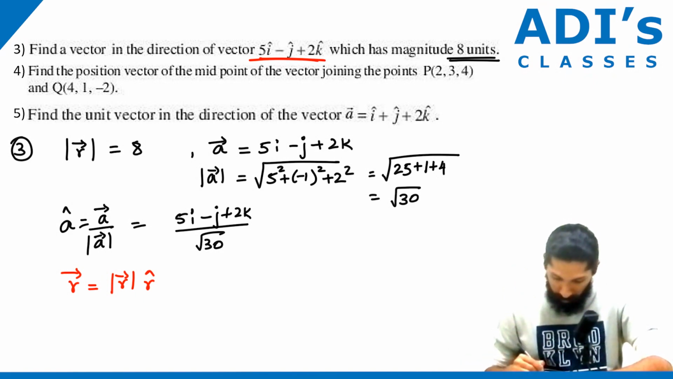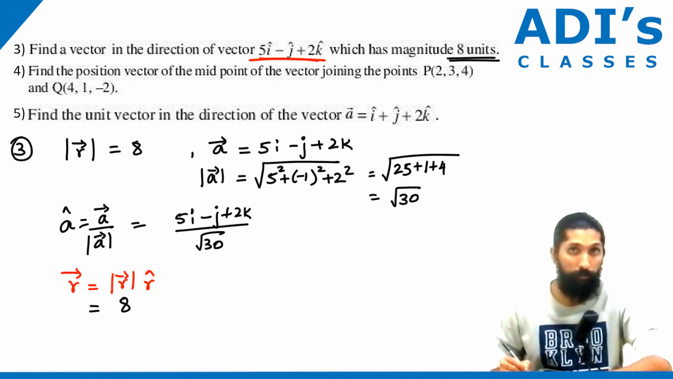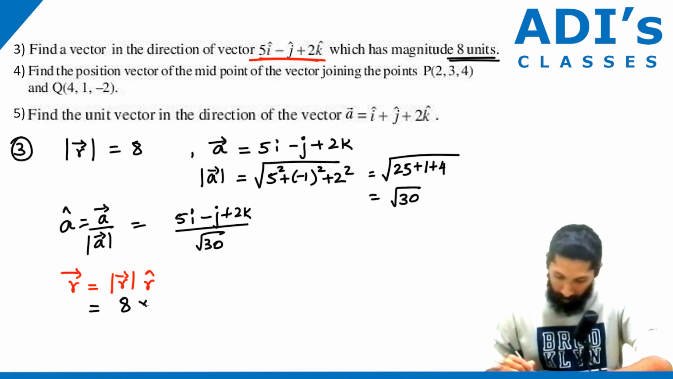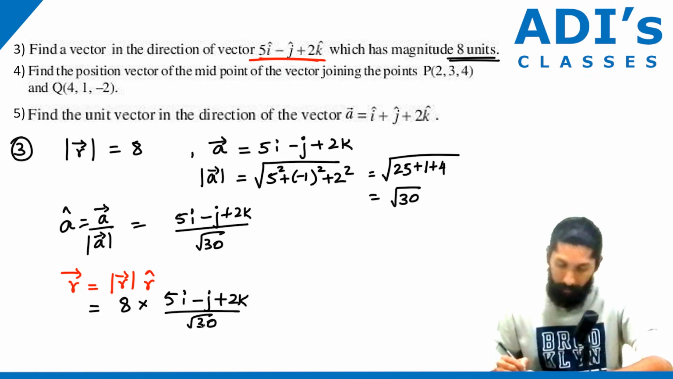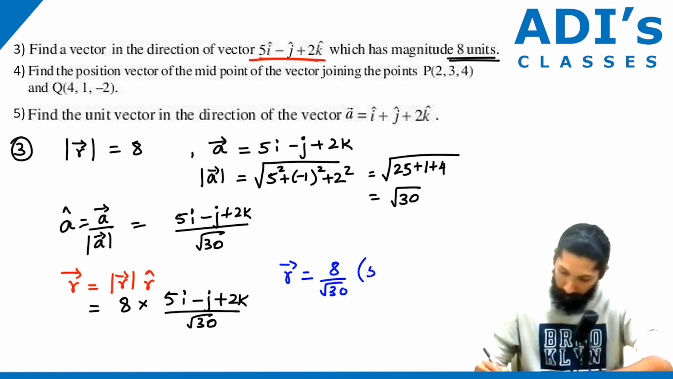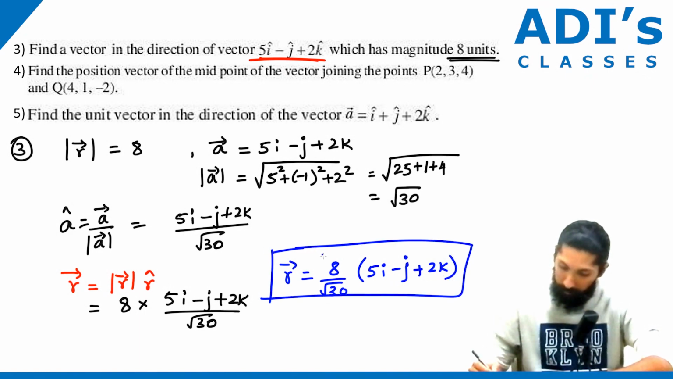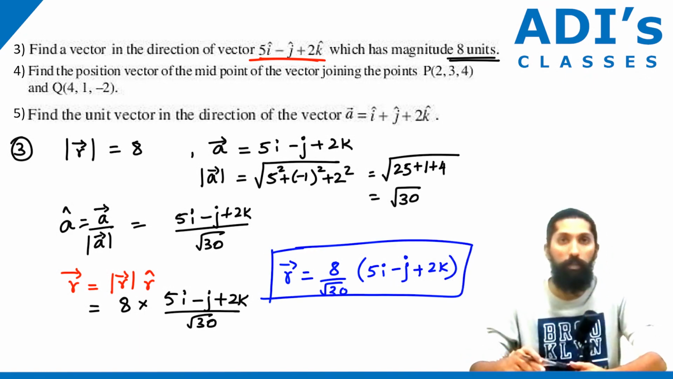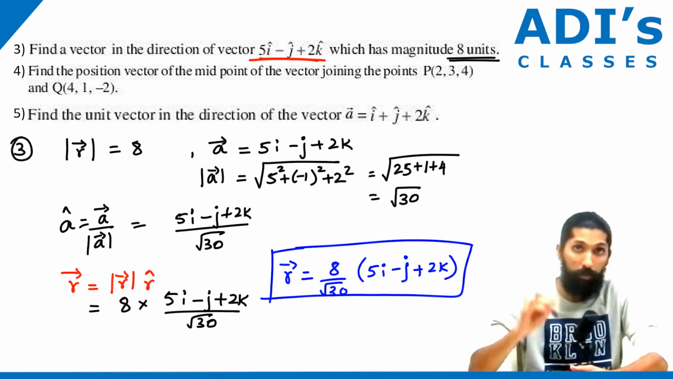Finally, this is going to become 8 mod of r into r cap, which is 5i minus j plus 2k divided by square root of 30. Or you can write the final answer, that is vector r is equal to 8 by square root of 30 into 5i minus j plus 2k. This is going to be the final answer. Clear? This is the answer for the third question here.